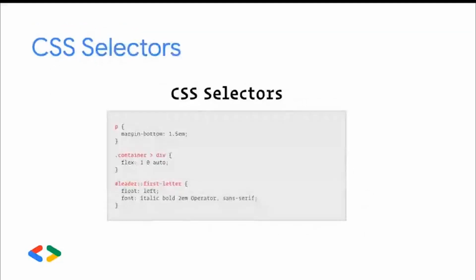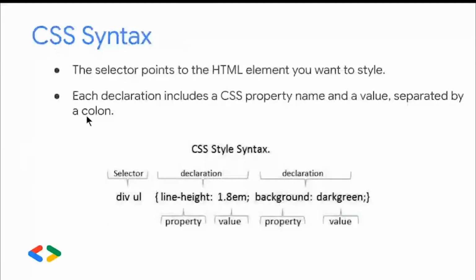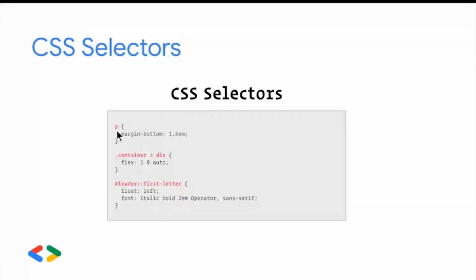And this is the CSS selector which I was telling you about. These selectors are the p tag, the container tag and the leader tag. The ones highlighted in red are called selectors, and those selectors are nothing but your HTML elements or HTML tags.